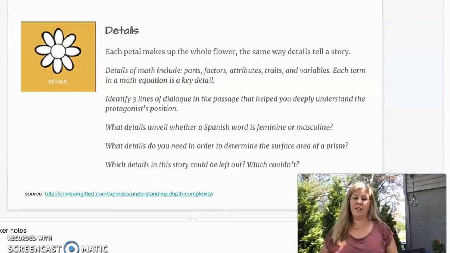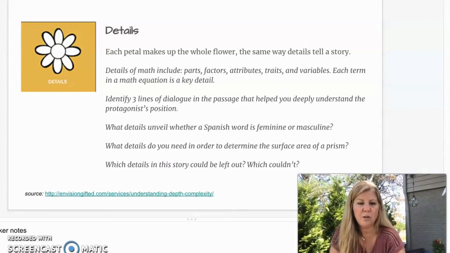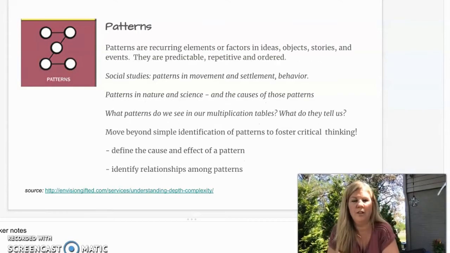See, what this is doing is it's taking just reading something or understanding it to a deeper level more quickly by narrowing the scope of what you're asking the student to do.